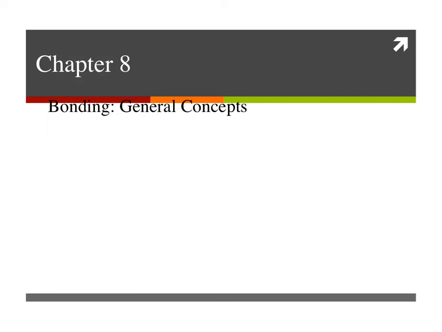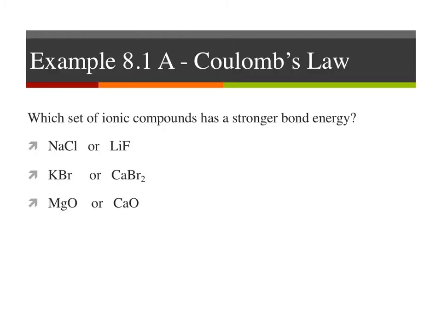Welcome to Chapter 8, where we're going to get past atomic structure and into molecules to see how atoms interact with one another. So Coulomb's law tells us that the charges, we say Q1 and Q2, between two atoms are proportional to the strength of their bond, and the distance between them is inversely proportional. So atoms that are smaller together can get closer to one another and they'll have a stronger bond.